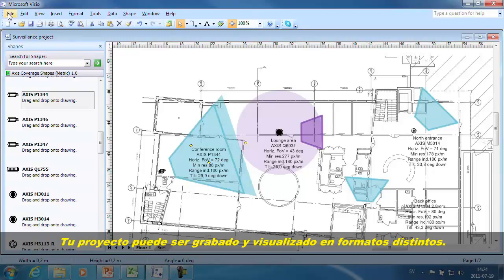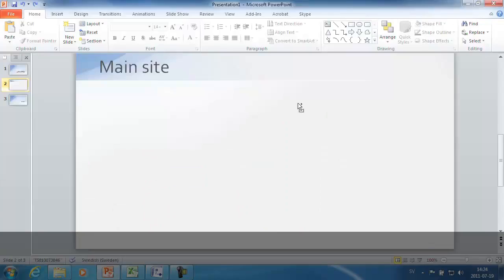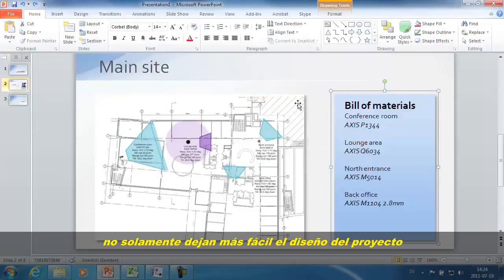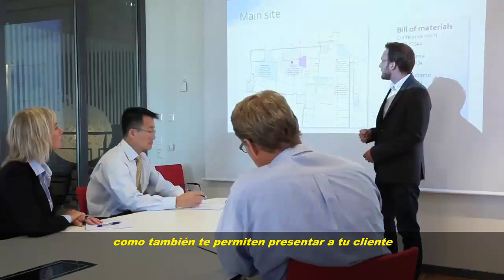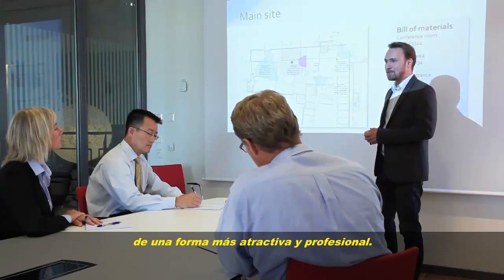Your design can be saved and viewed in different formats. Axis coverage shapes not only makes design easier, but also helps you present your video surveillance solution to customers in a professional and engaging format.